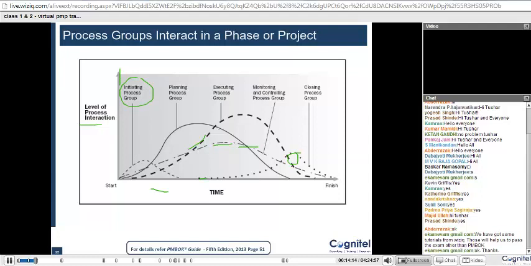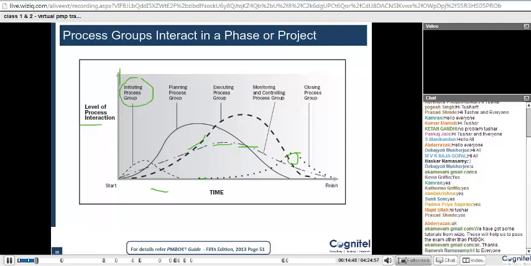What we are saying is that the level of interaction of different process groups would change as per the timing in the project, but most of the time these process groups would be visible, or there would be at least three of them: planning, execution and monitoring and controlling would be available mostly throughout the project. At least I can say 80% of the time you would see three of them in the project. Make sense?